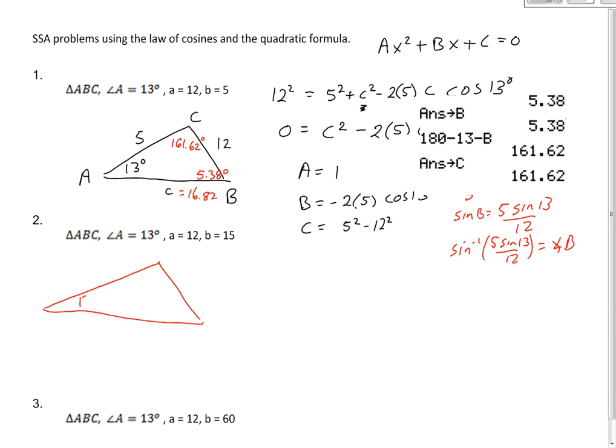Now this side is 13. This is A. This is still 12. And now this side is 15. And I'm still solving. I still got a similar deal here. I'm going to set up this thing. I'm going to do this a little faster.